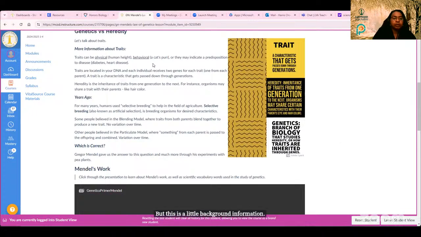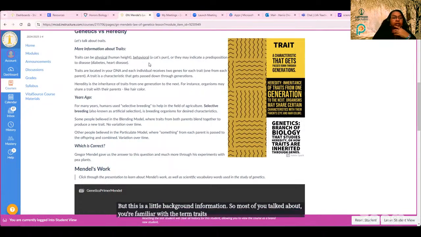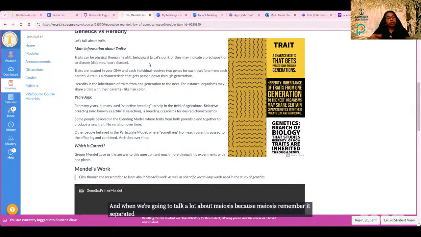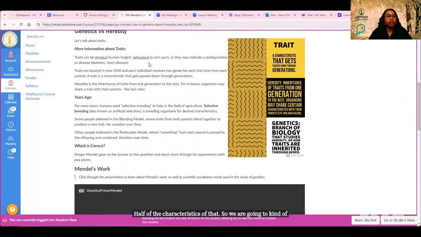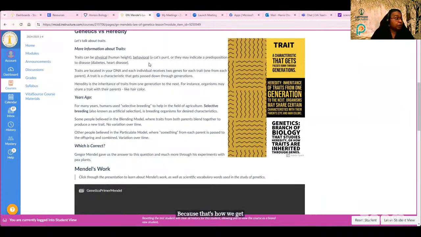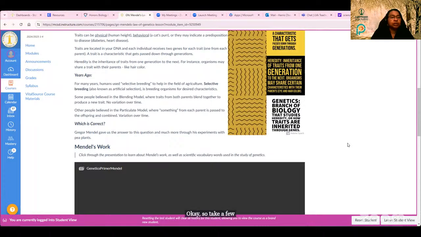So most of you talked about being familiar with the term traits, and those are the characteristics that we get from mom and dad. We're going to talk a lot about meiosis, because meiosis, remember, separated the characteristics, and then when the egg and sperm came together, they gave half of the characteristics from mom, half from dad. So we are going to revisit meiosis a little bit to refresh our memories as to what that's all about, because that's how we get a combination of traits. Okay. So take a few seconds to read that over.